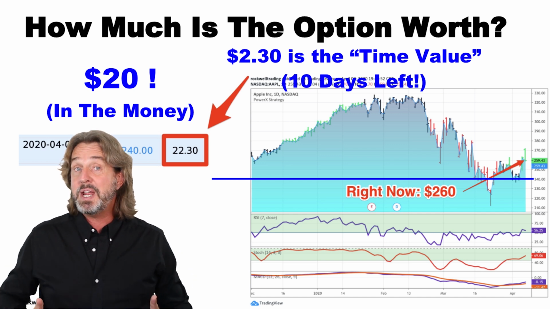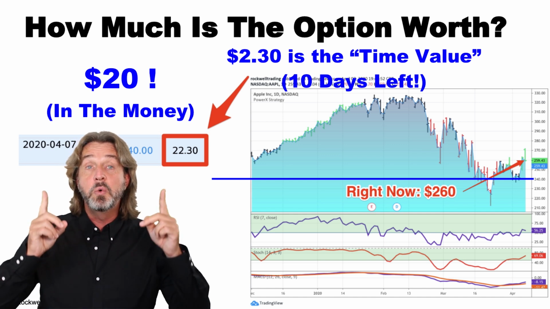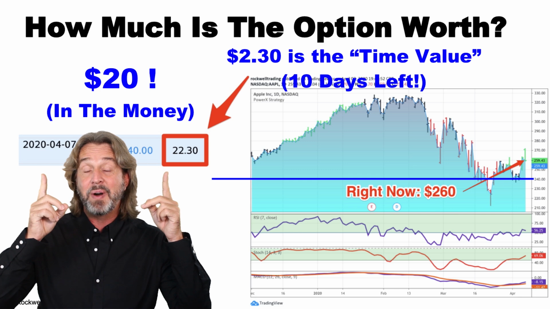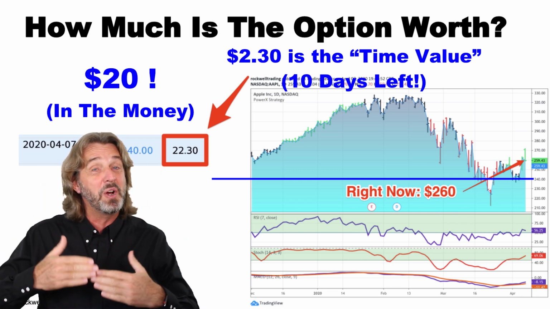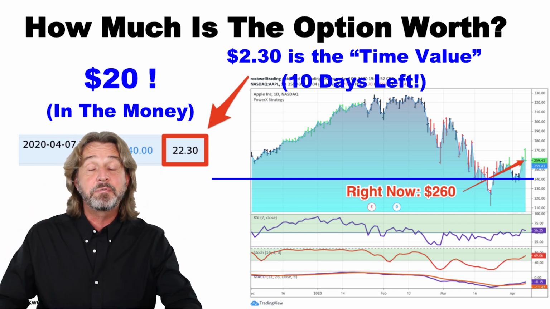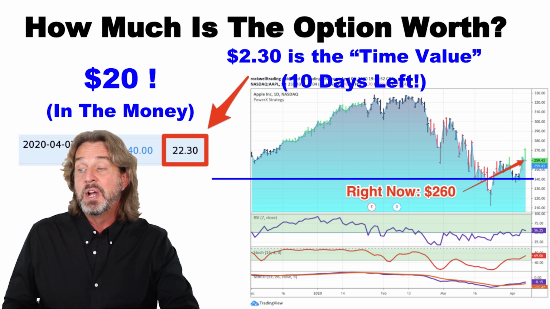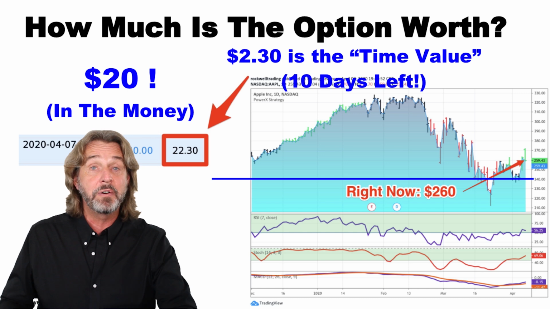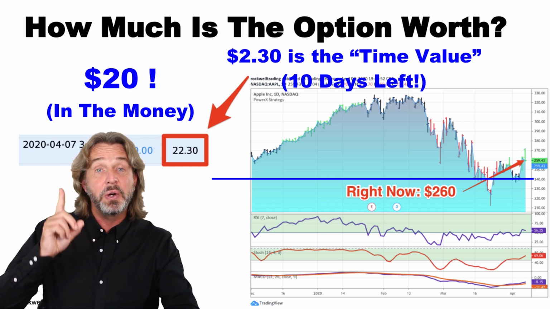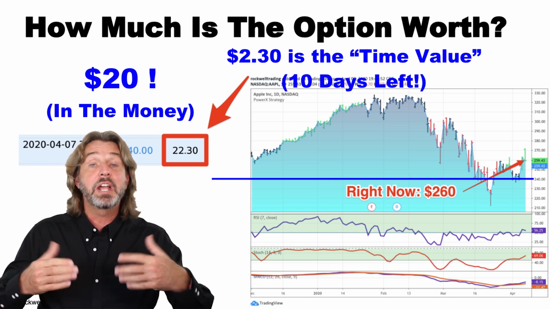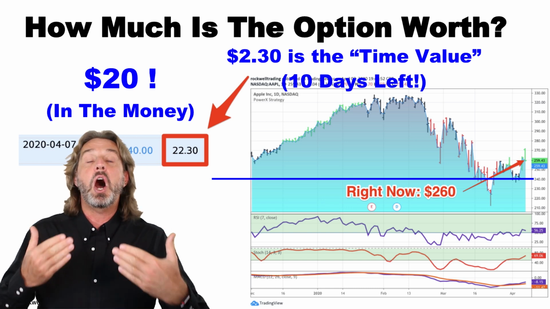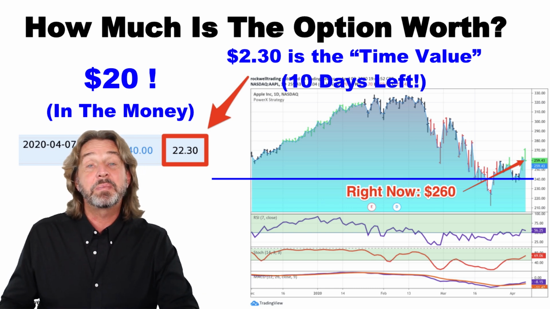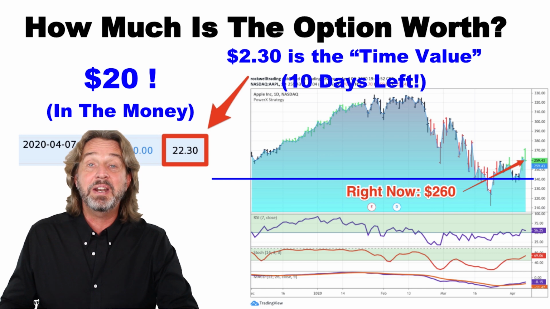Because it could be that Apple is moving even higher right now, right? So this is what traders are anticipating, because we have 10 days left where we are allowed to buy this stock, Apple, for $240. And you see, as this goes higher and higher, it will be worth more. So options always have some time value in there in addition to this real value.